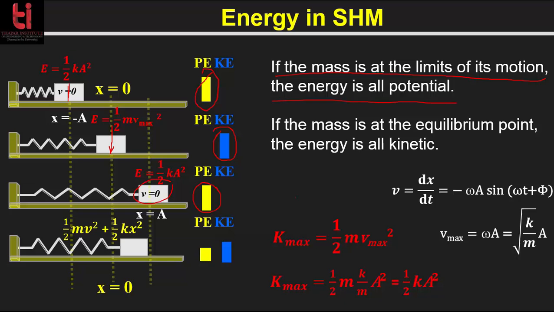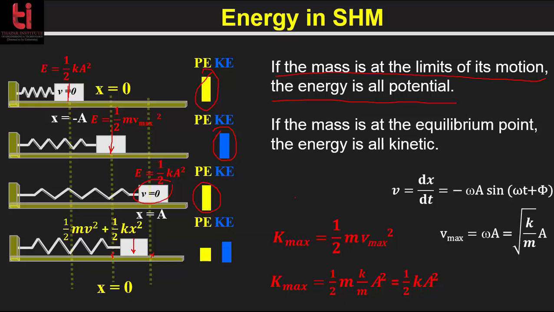Now if we consider that the mass is somewhere in between its limit and the equilibrium position, where the equilibrium position is here and the limit is here, which is x equal to A, and the mass is somewhere in between these two positions. In this case you will get the contribution from both the potential energy and the kinetic energy, and the total energy will be equal to half mv squared plus half kx squared.